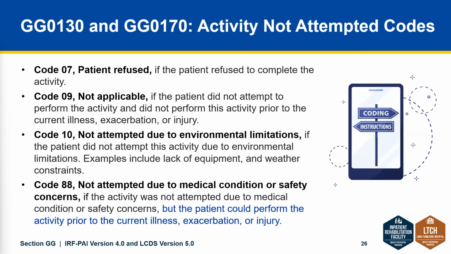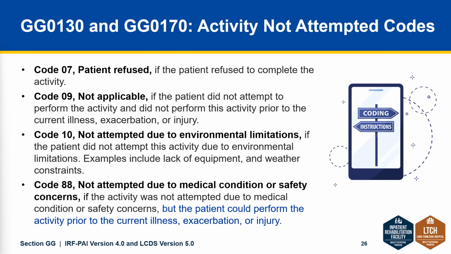So let's look more closely at those activity not attempted codes. Code 07, patient refused, is used if the patient refused to complete the activity. Code 09, not applicable, is indicated if the patient did not perform this activity prior to the current illness, exacerbation, or injury, and the activity was not attempted at assessment. Code 10, not attempted due to environmental limitations, is when the patient did not attempt the activity due to environmental limitations, such as lack of equipment and/or weather constraints.